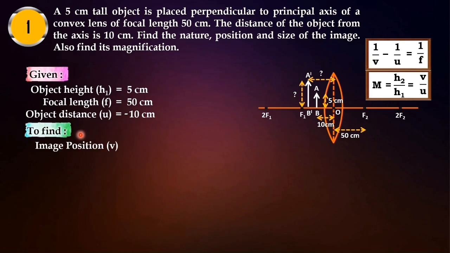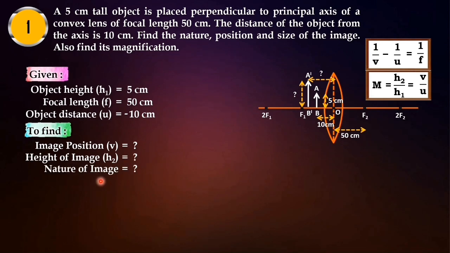So now we have to find the image position, that is the value for v, the height of the image that is h2, and also you have to find out the nature of the image. Okay. And after that you have to find the magnification. Clear everyone? So you have to find these four values.